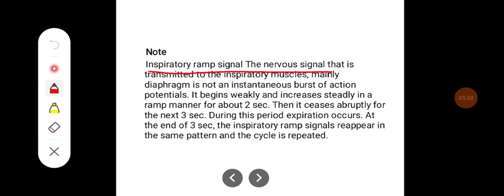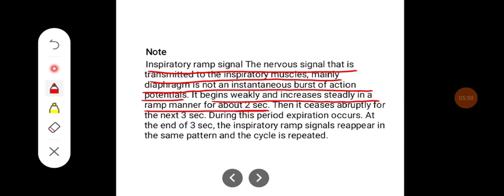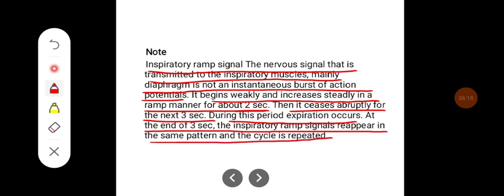Inspiratory ramp signal. The nervous signal that is transmitted to the inspiratory muscles, mainly the diaphragm, is not an instantaneous burst of action potentials. It begins weakly and it increases steadily in a ramp manner for about 2 seconds. Then it ceases abruptly for about the next 3 seconds. During this period, expiration occurs. At the end of the third second, the inspiratory ramp signals appear in the same pattern and the cycle is repeated.